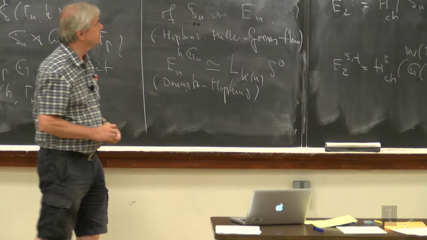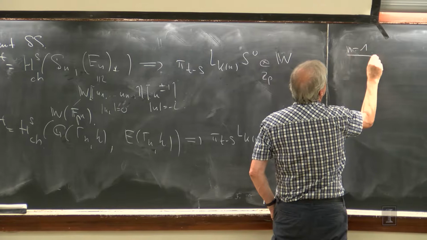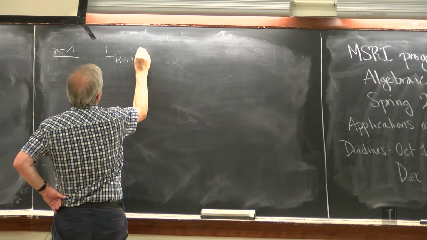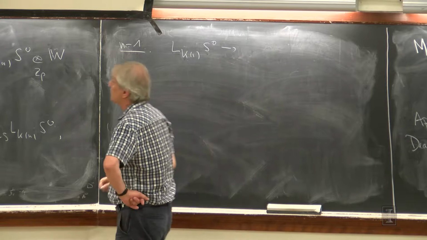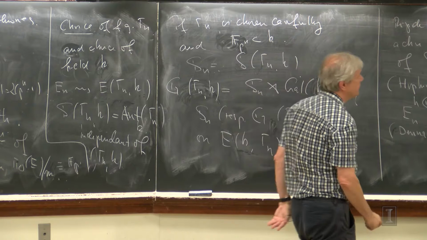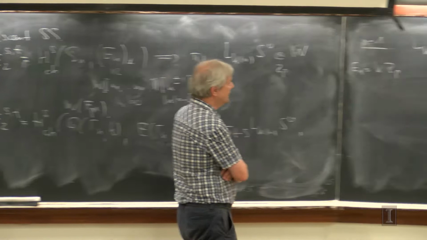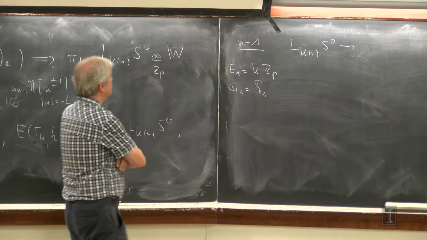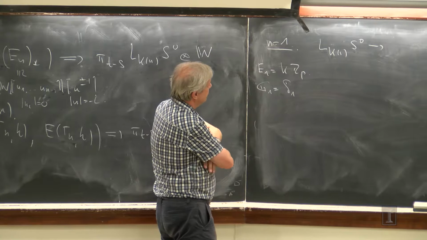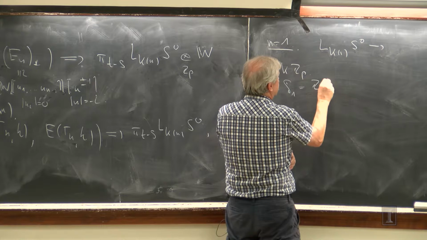So the first case is the case n equals 1. So that's LK1 of S0, as we've learned in Mike's talk. Now we should demystify a little bit the group and the cohomology theory. In this case, E1 is just p-adically completed K-theory, and G1 is equal to S1. So the choice of the formal group doesn't really matter. That's really just the units in the p-adics, and the action is via Adams operations.